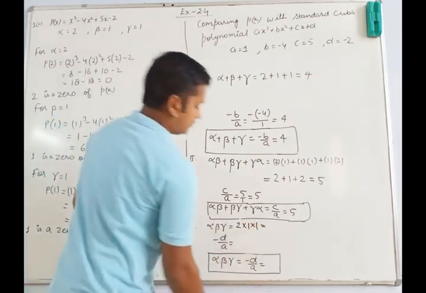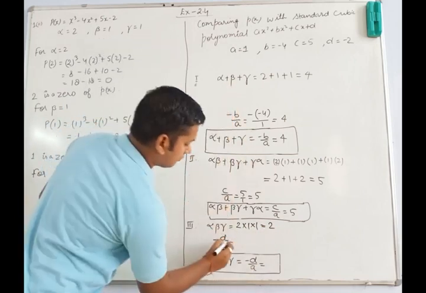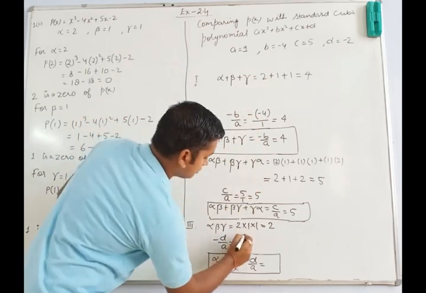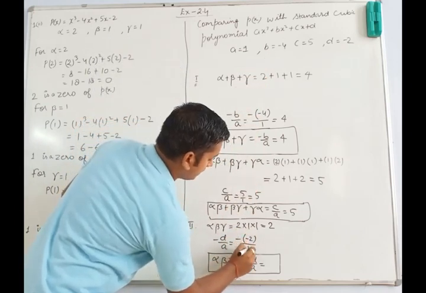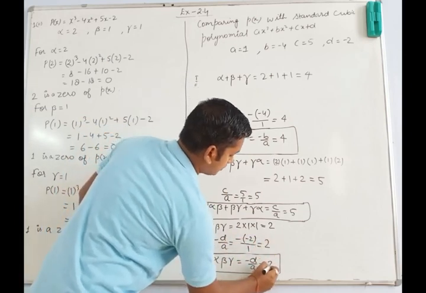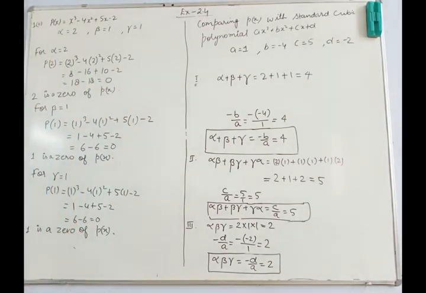So what will it give you? 2 obviously. Minus d upon a: the minus from the formula, and the value of d is minus 2, upon the value of a, which is 1, so minus minus 2. So the value you are getting is 2 in both the cases. So again, the third relationship is also verified. So this is the end of the second part of the first question.